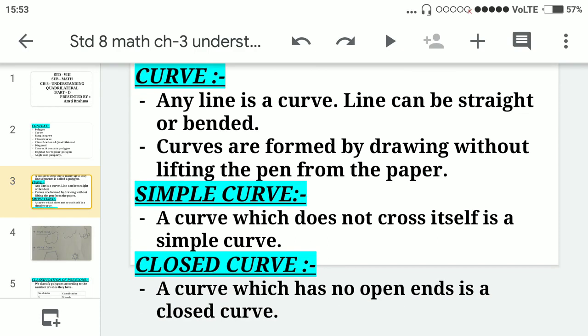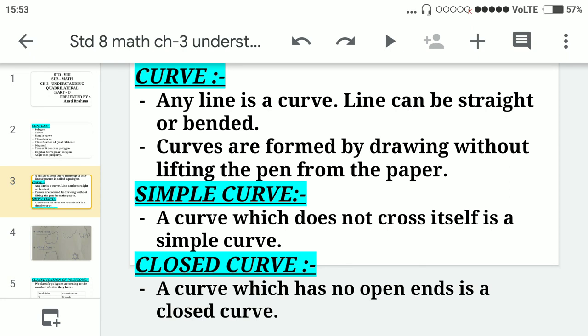Then simple curve means what? A curve which doesn't cross itself is a simple curve. That means there should not be any intersecting point in between the curve. That is known as a simple curve. Then move to closed curve. A closed curve is a curve which has no open end. That means the starting point and the ending point should be together.